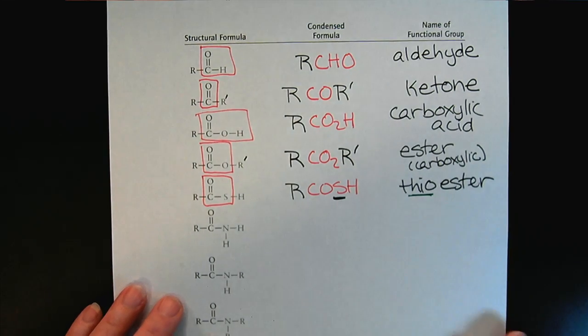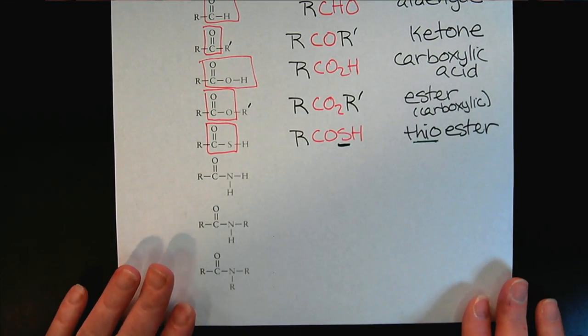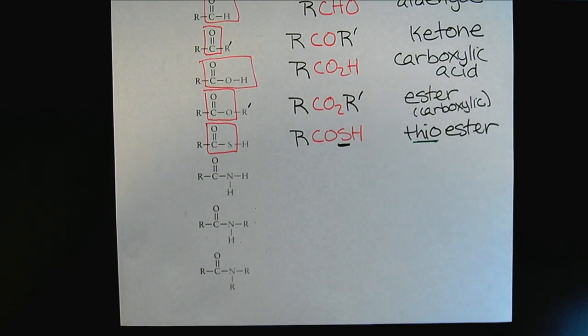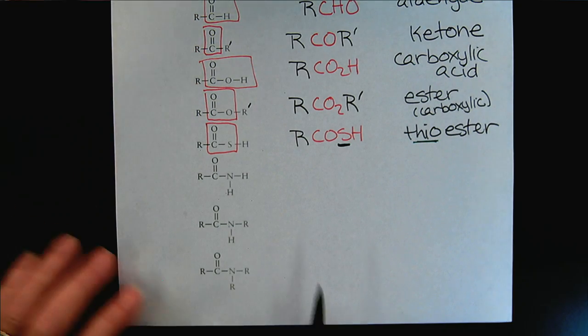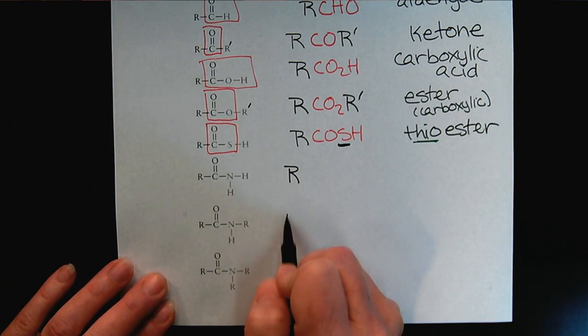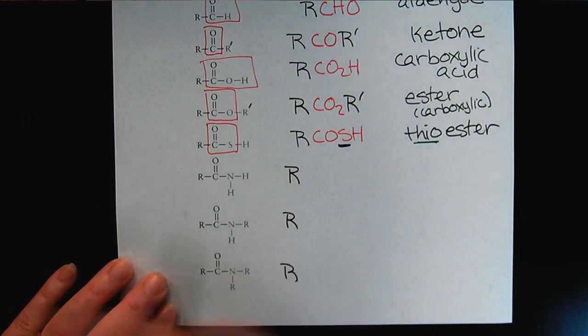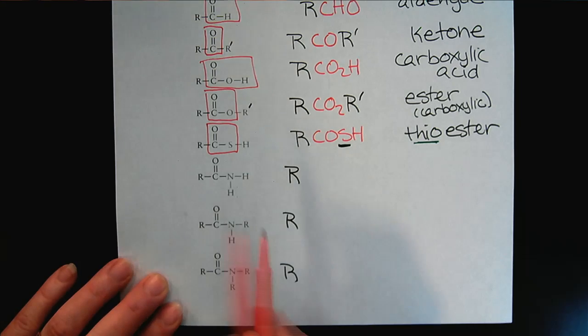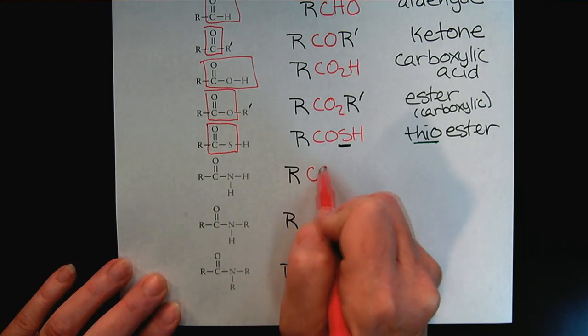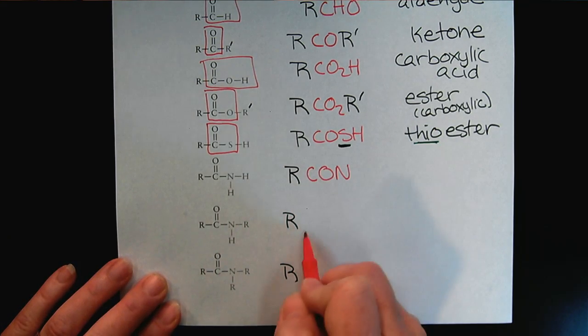Alrighty, now when we get to the amides, our textbook is very thorough here. So here's our R groups. We'll keep those all the same. And then every amide is going to have CON.